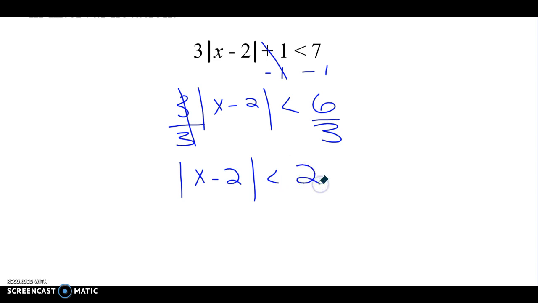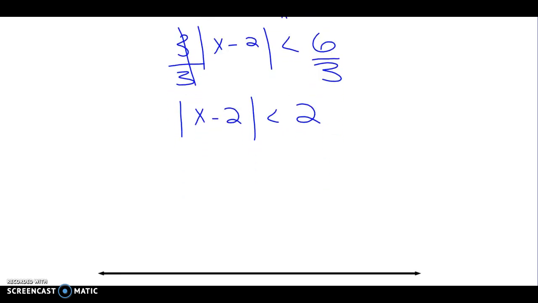Less than 2. So now that the absolute value is isolated, that means it's by itself with nothing else on the right side, we need to think to ourselves, there's a little difference here. Absolute value is distance. So this is asking me, are there any positive distance numbers less than 2? Yeah, there's like one.